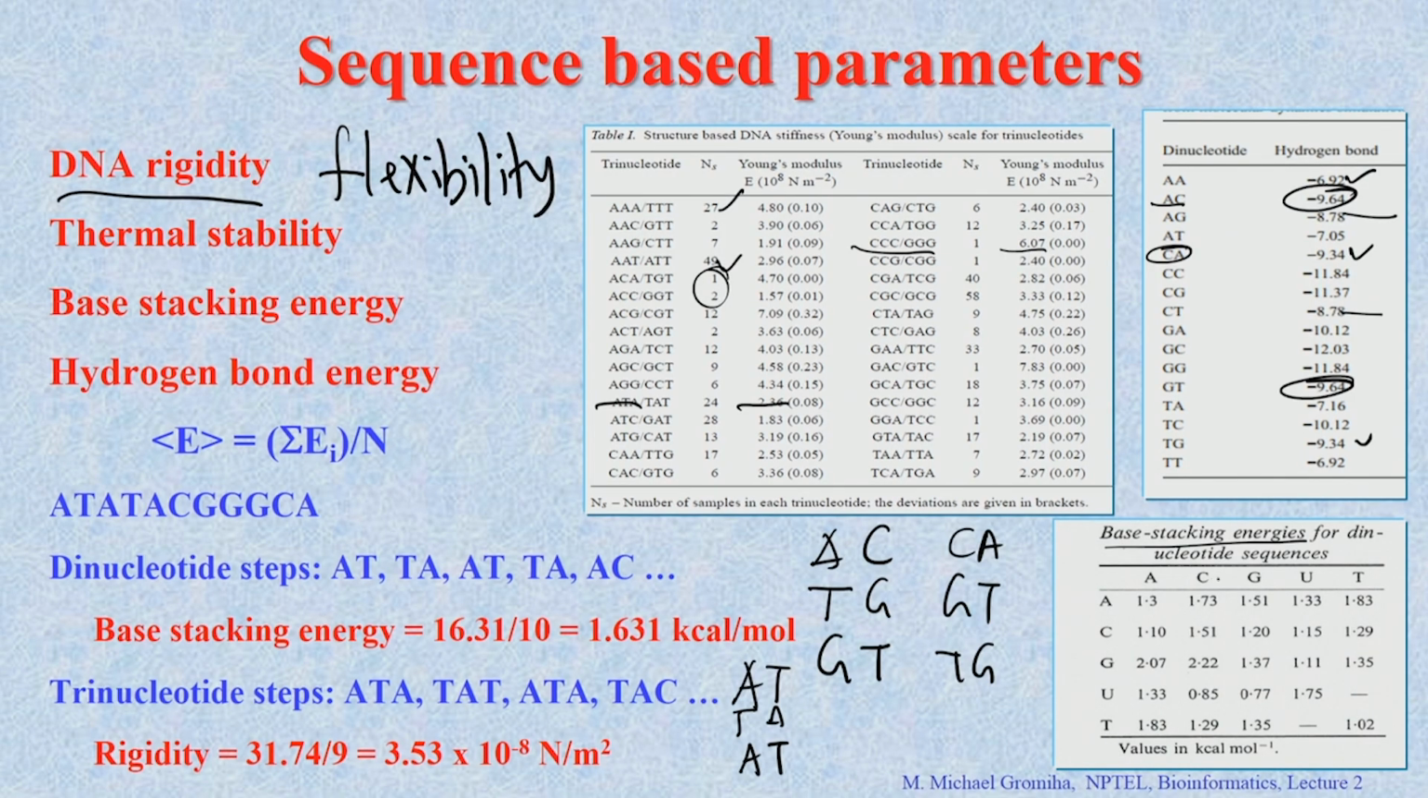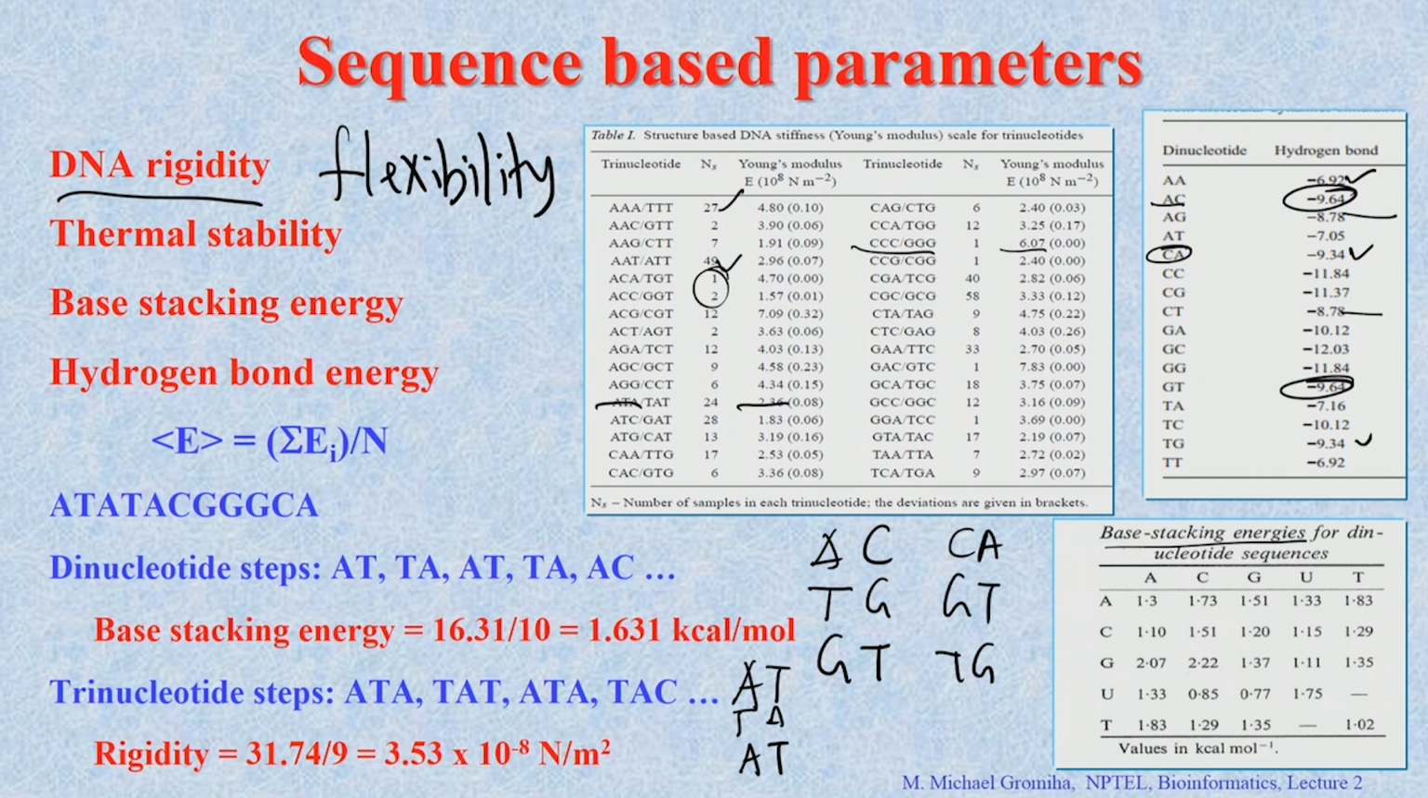Here I give the data for both DNA and RNA. You can see A, C, G, U, T here, and also here, A, C, G, U, T. Because U and T do not come together, I put a dash. For each case, A and A, A and C, A and G, A and U is 1.33, A and T is 1.83. So you have the table for the base stacking energies.